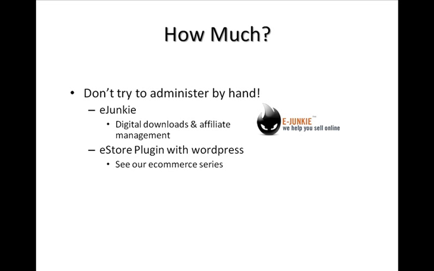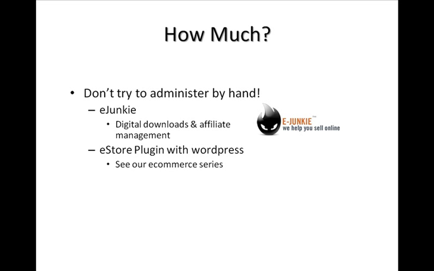And eJunkie is great in that you can set up your shopping cart. You can set up digital downloads. So if you decide that you're not going to make a physical product, you can't sell that on eBay, but you can sell a digital download on eJunkie. So your customer can go to eJunkie. The eJunkie shopping cart will take care of delivering the digital product for you. It'll put the money into your PayPal account, and better yet, it will take care of your affiliate management.